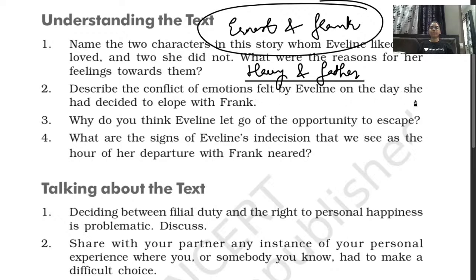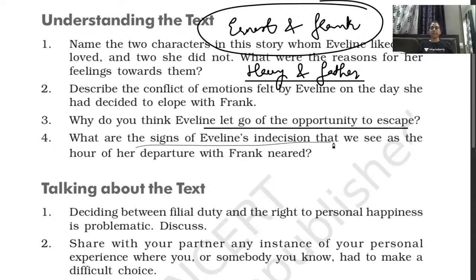Describe the conflict of emotions. So the conflict of emotions here was that she was happy because she would finally escape from a miserable life that she was so unhappy with. But at the same time, she was so habituated to her life that she felt scared to let it go. Why do you think Eveline let go of the opportunity? Because she was habituated to that pain and misery, and the moment she realized she would get out of it, she didn't feel that it was that bad, and that's why she decided to stay with it.